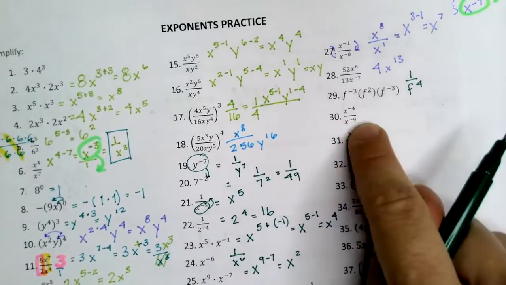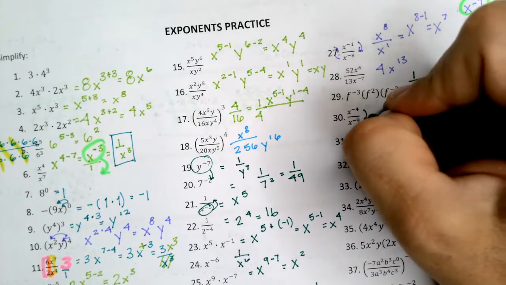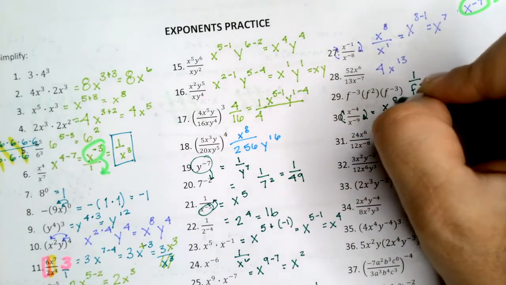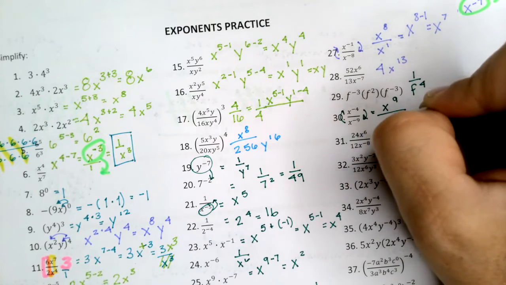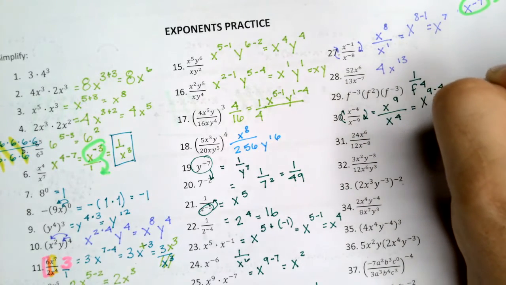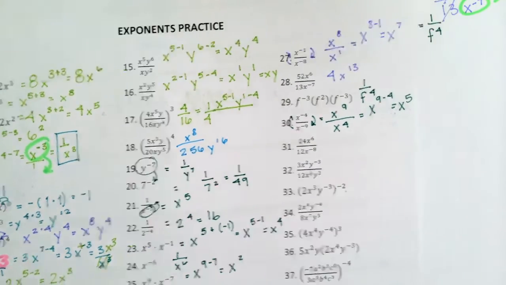Good. Here, it's just like this one. I want to make them positive first, because that's easier. So that's x to the 9th, x to the 4th. 9 minus 4 is 5. Good. All right. 31.